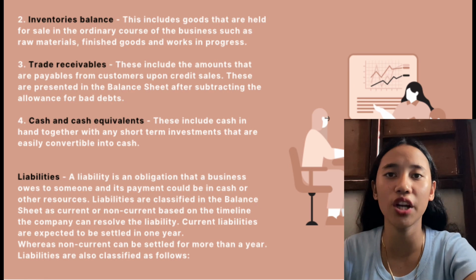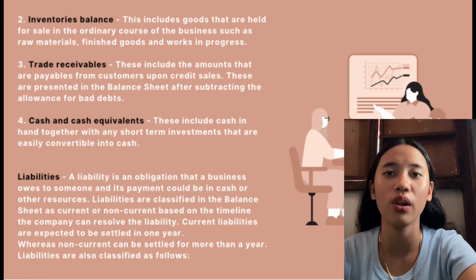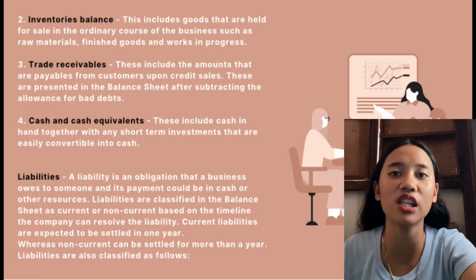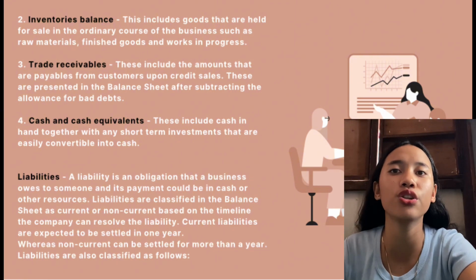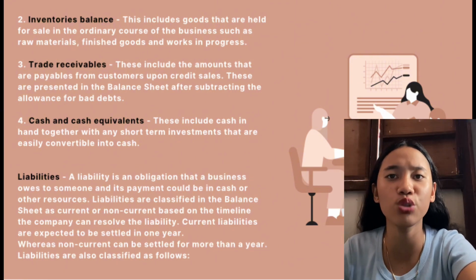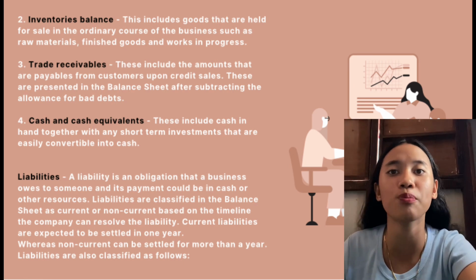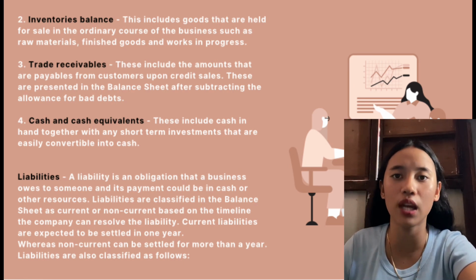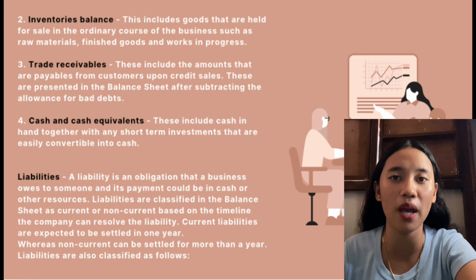Number three is the trade receivable or account receivable. This is the money owed to your business by customers who bought your goods or services on credit but haven't paid yet. The balance sheet usually shows this amount after subtracting an estimate for bad debts, the money you don't expect to collect.